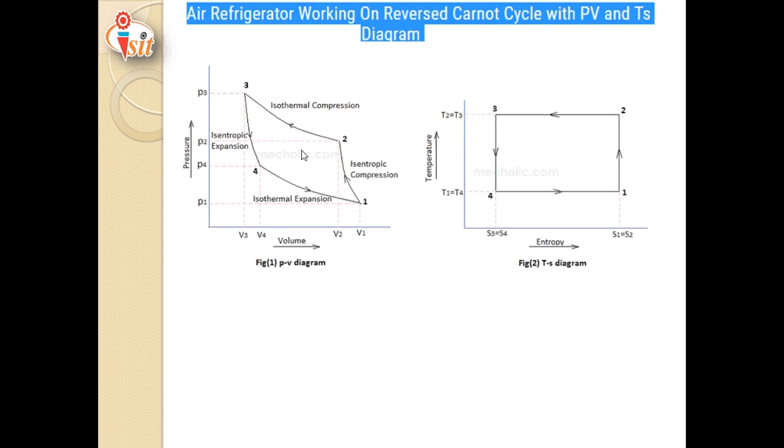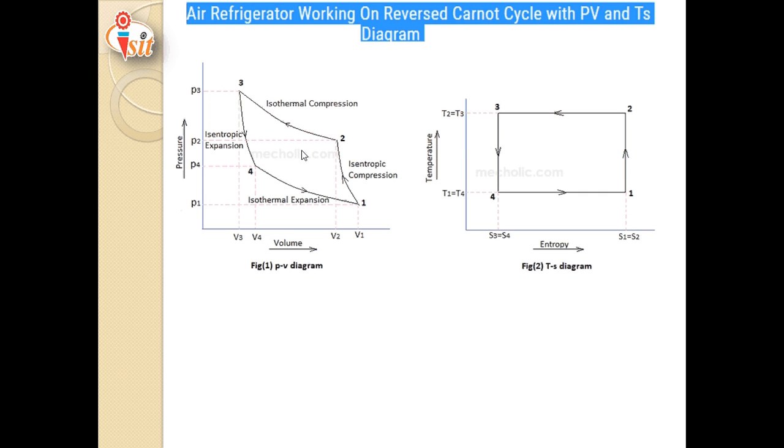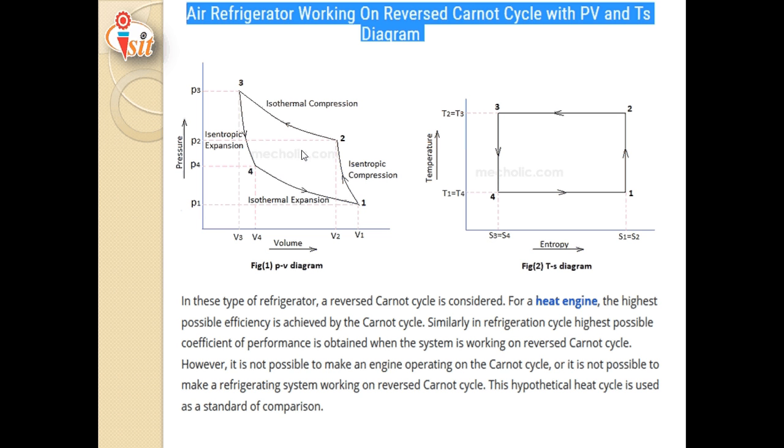Now come to the air refrigerator working on reverse Carnot cycle with PV and TS diagrams. We have already learnt the Carnot cycle in internal combustion engines. If its path is exactly reversed, that is, from 1 to 2 isentropic compression, 2 to 3 isothermal compression, 3 to 4 isentropic expansion and 4 to 1 isothermal expansion, it is nothing but the Carnot cycle with its path exactly reversed. That's why it is known as the reverse Carnot cycle. In this type of refrigerator, a reverse Carnot cycle is considered.